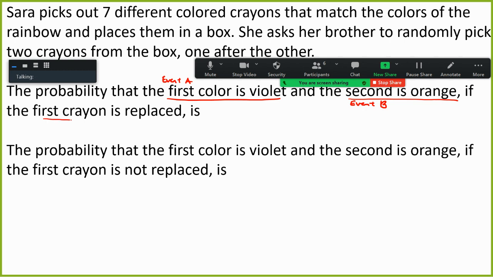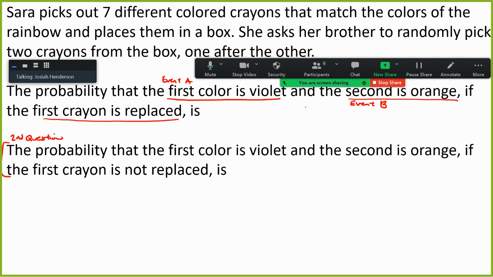So they're telling us in this question we're going to pick 2 crayons and we're going to replace the first one. So we pick 1 out of those 7 and then put it back. And then we pick another 1 out of those 7 and put it back. And we're hoping we get violet and orange. And then there's a second question below, but we'll do that afterwards.